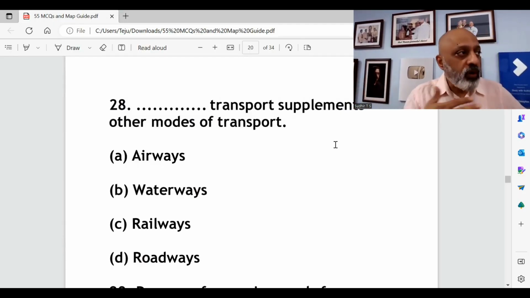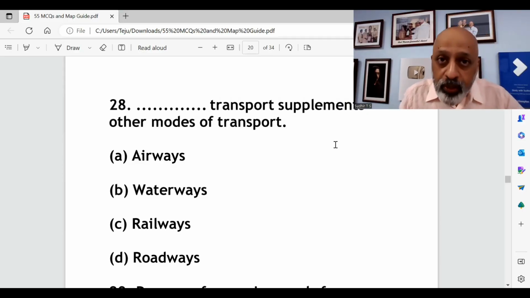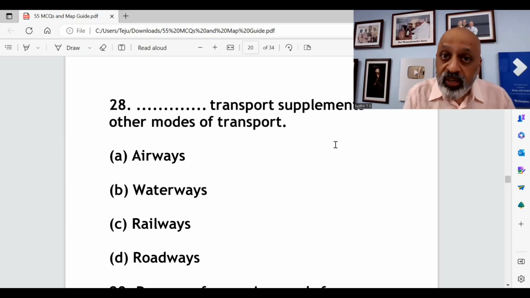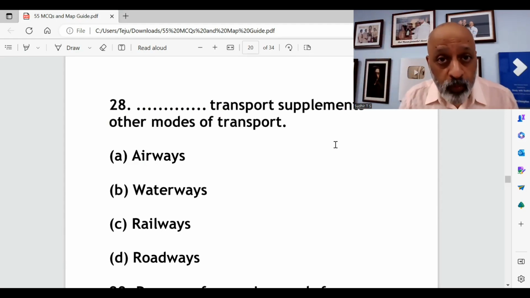How? Because when you land at an airport, to reach your home, you need a road. You land at the railway station, you get down at the railway station, you need a road to get to your home. You land at the seaport, same logic. The goods need roads to reach the final destination. So it is the one which supplements other modes of transport. ऐसा नहीं है ना कि फ्लाइट से लैंड किए सीधा जहाज में घुस गए. Normally ऐसा नहीं होता है.